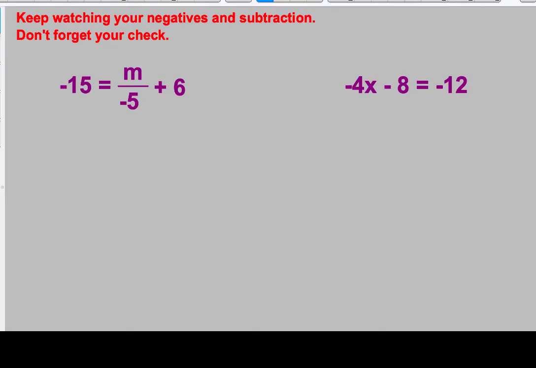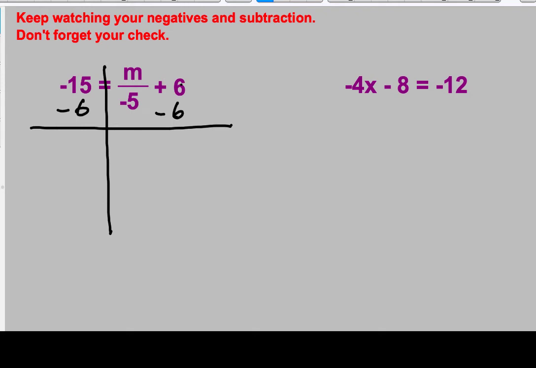All right, these next two, same idea, but now we have to watch out for our negatives. Okay. Again, draw that line down through your equal sign. Focus on the side with your variable. So I'm going to focus on the right-hand side this time. And again, start with the adding or subtracting. In this case, I was adding 6. So I'm going to do the opposite. I'm going to subtract 6.